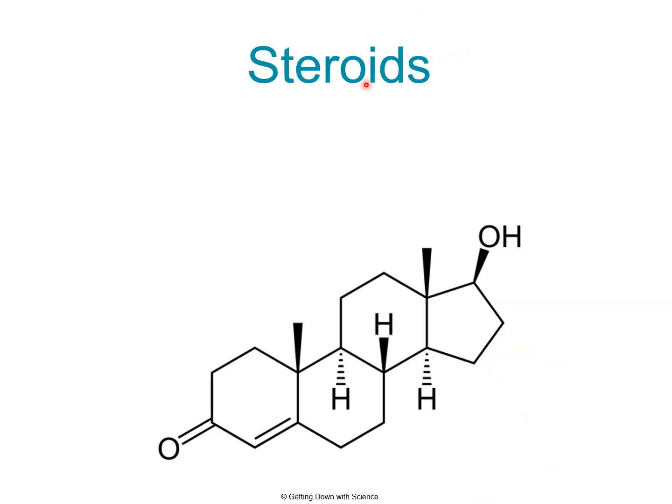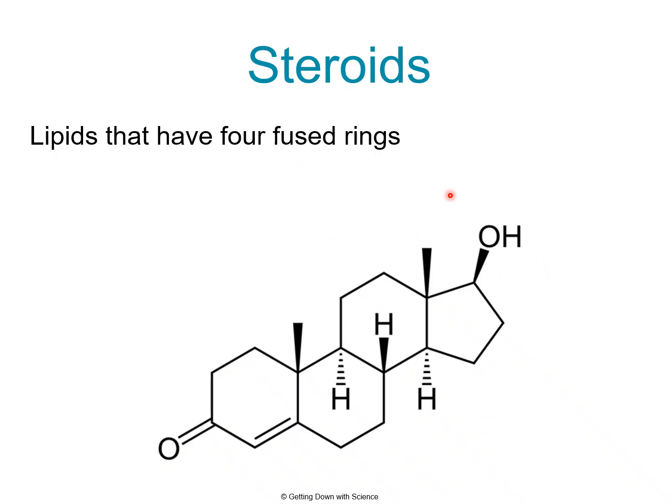All right, so steroids are the last type of lipid that we're going to be discussing, and this is the third one. You can always identify steroids because they are the only type of lipid that has rings. Specifically, they have four fused rings. This is what the chemical configuration of steroids looks like. If you're given this in a diagram, you should be able to quickly identify that these are steroids.